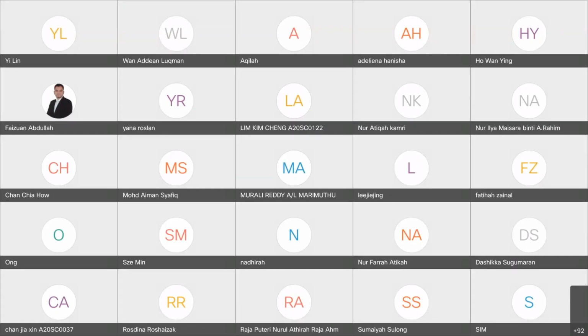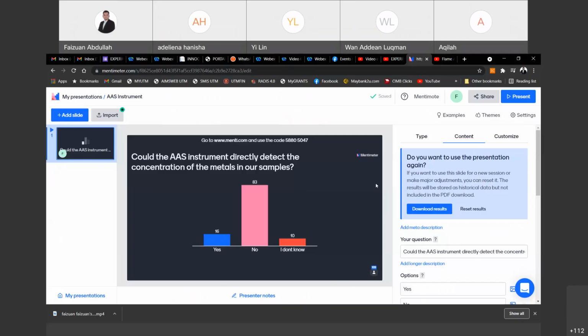83% say no, and about 16% said yes, the AAS could detect the concentration of the metal in the sample, and 10% said I don't know. It's not a wrong thing for you to not know or to answer wrongly, because we are in the learning process.